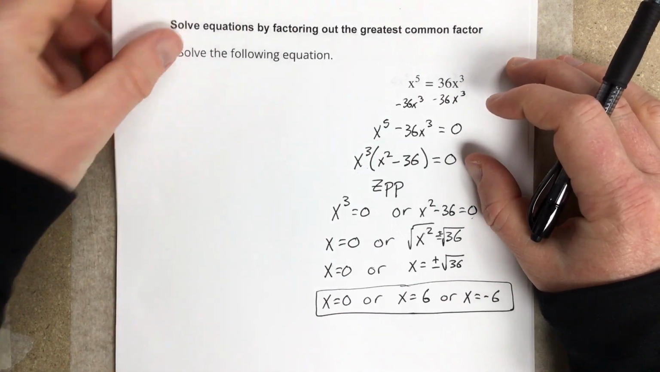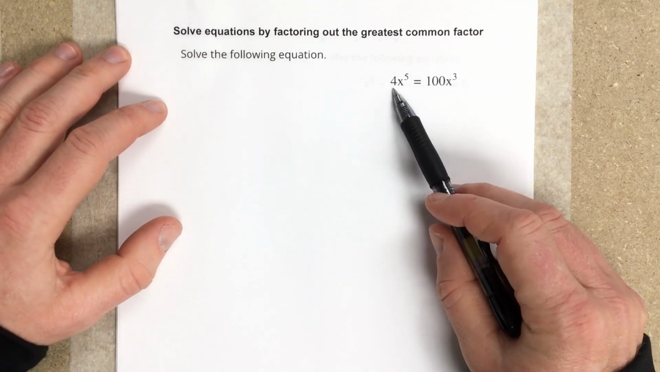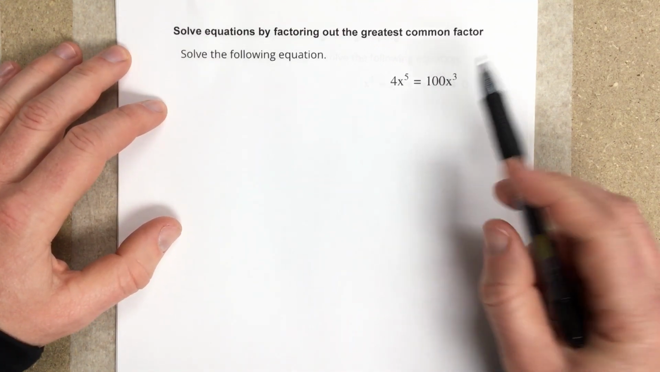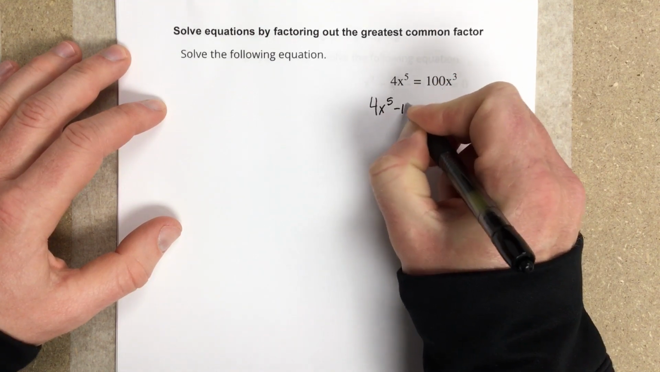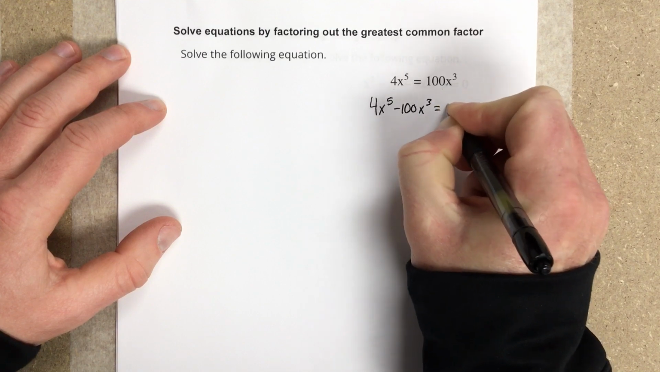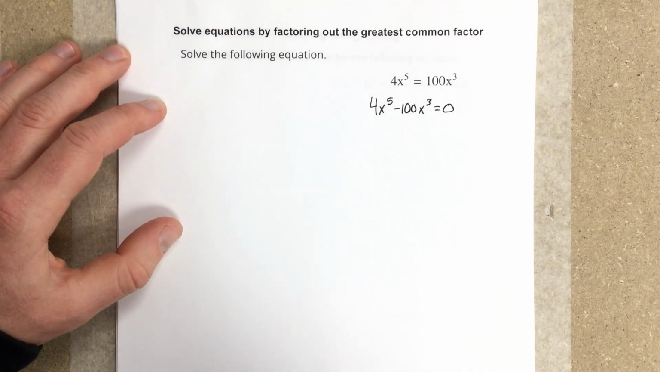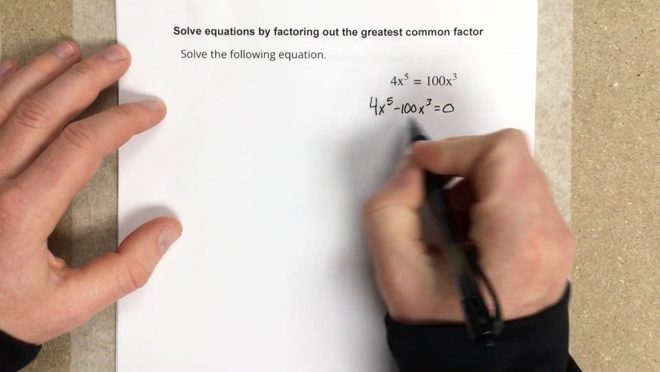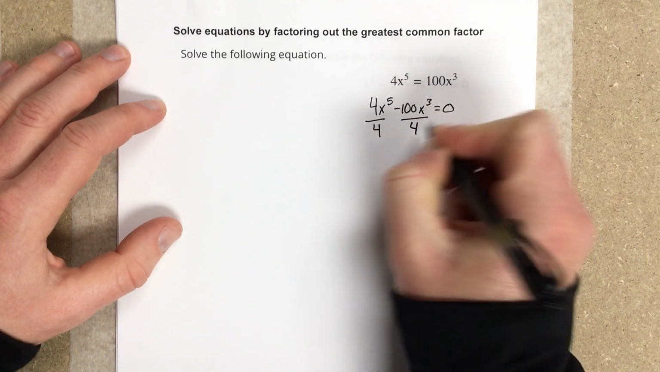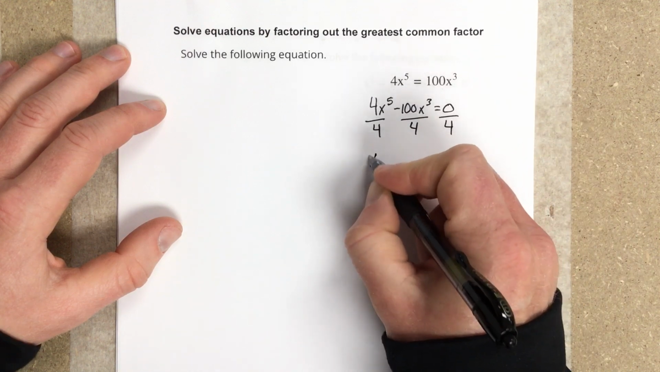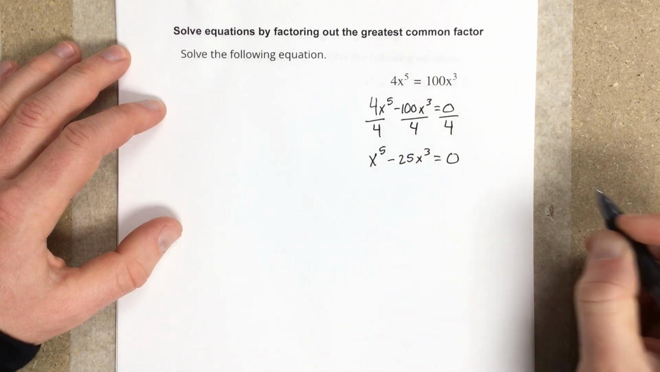Let's do a second example. It's a similar example. We have 4x to the fifth equals 100x cubed. First thing I'm going to do is subtract over the 100x cubed. So I get 4x to the fifth minus 100x cubed equals 0. Now I think I'll divide each term by 4 because I don't like that leading coefficient there. So I'm going to divide by 4 for each piece. So I get x to the fifth minus 25x cubed equals 0.